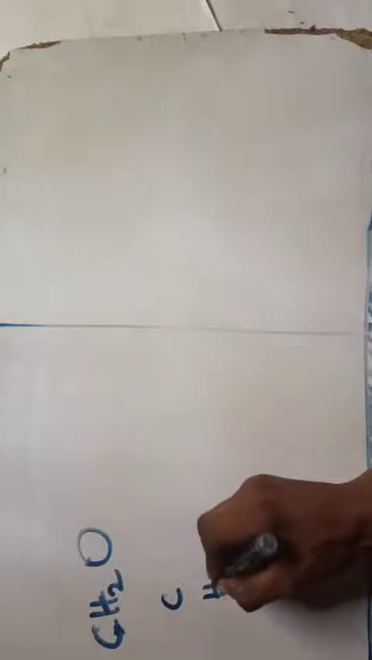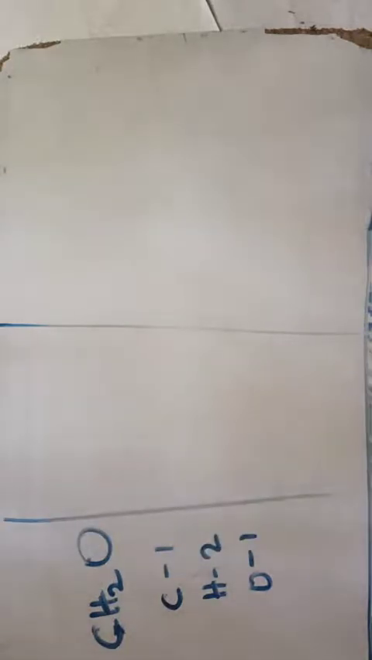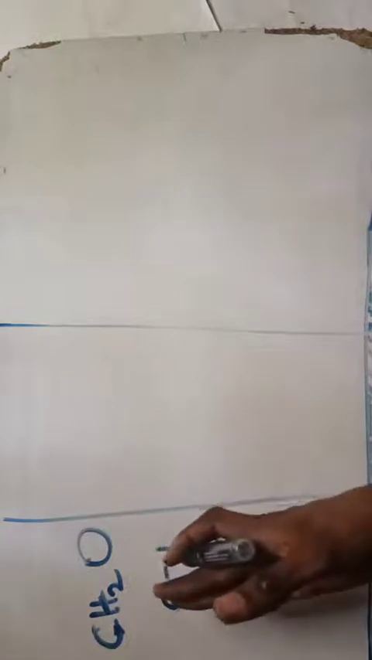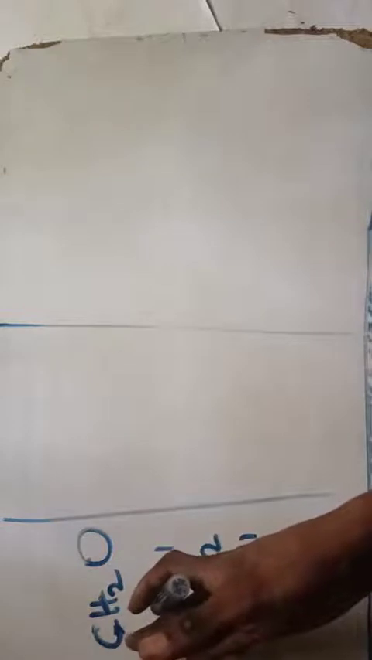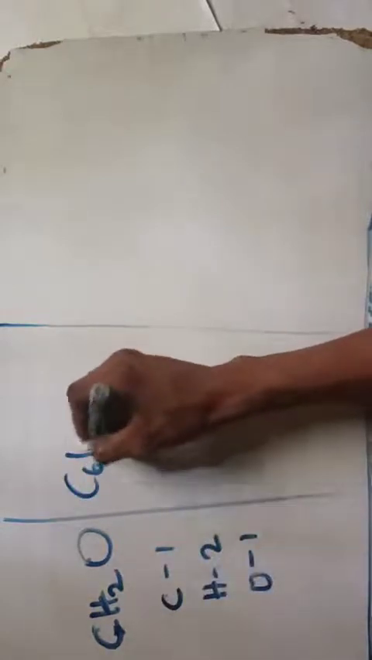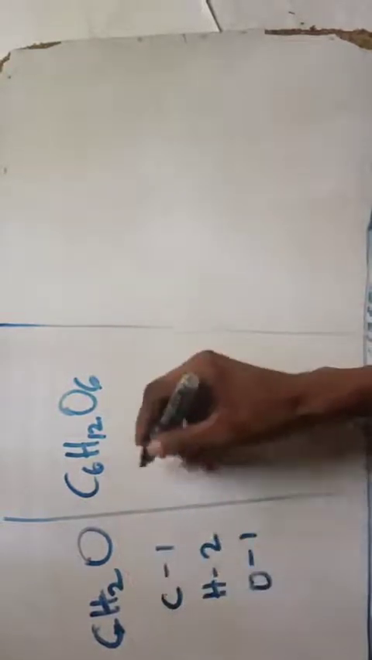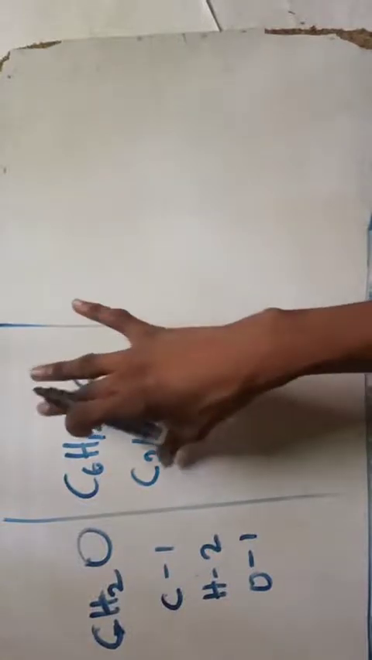You see, carbon is 1, hydrogen 2, oxygen 1. But what about the molecular formula? For example, this is the empirical formula of glucose. If I multiply this by 6, I will have C6H12O6. And if I multiply by 2, I can also have it as C2H4O2. So this is the molecular formula.